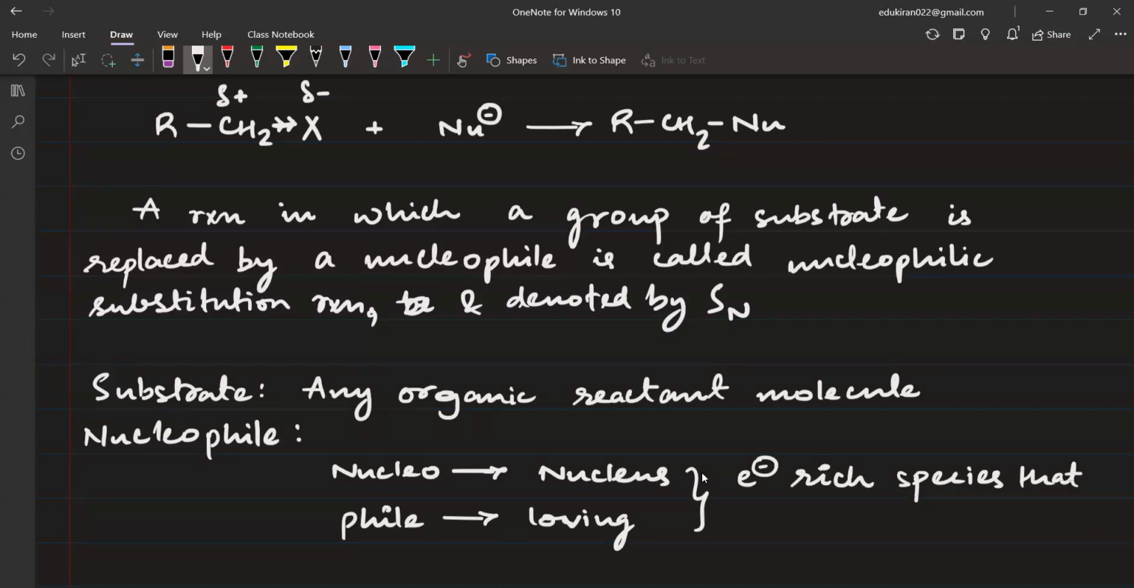That attack on carbon atom. Please write this down.